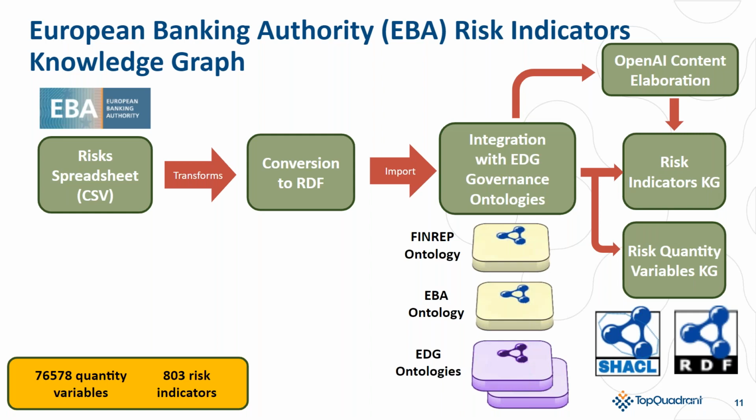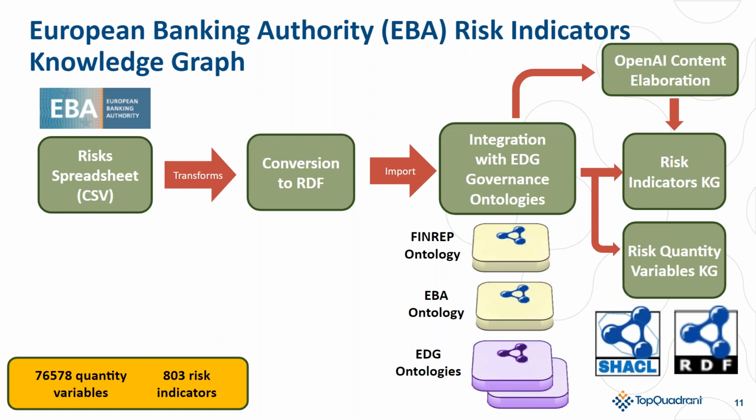Then we actually look at things like, can we leverage OpenAI for content elaboration? As Ralph mentioned earlier, there are a whole bunch of paragraphs that we've extracted using LLMs to define what that means to be a risk indicator. That gets plugged back into the knowledge graph and tied to those risk indicators.